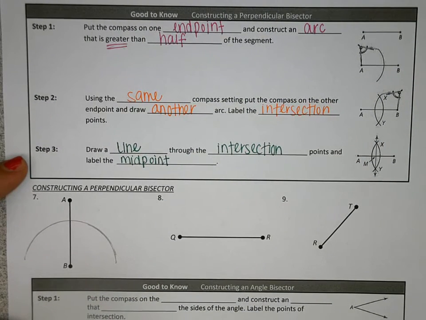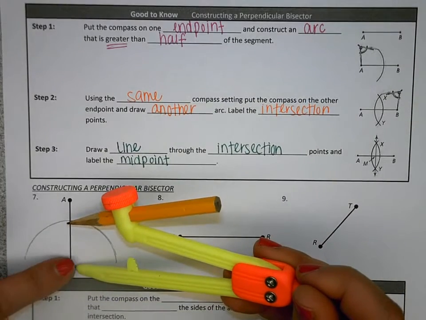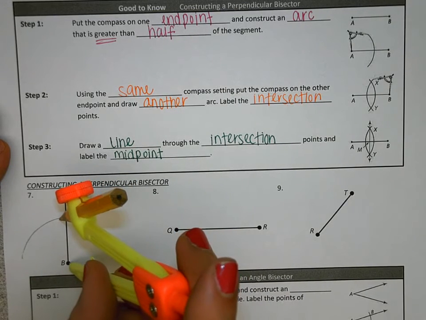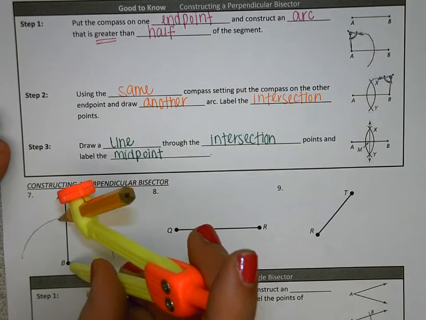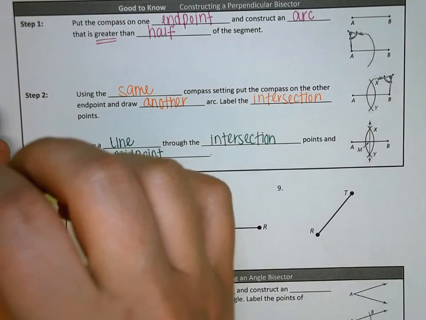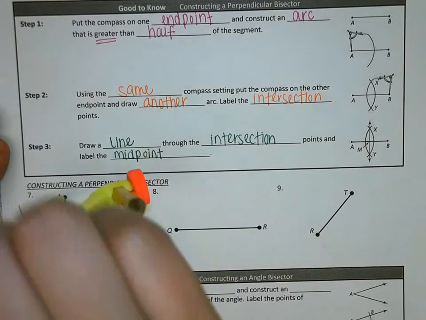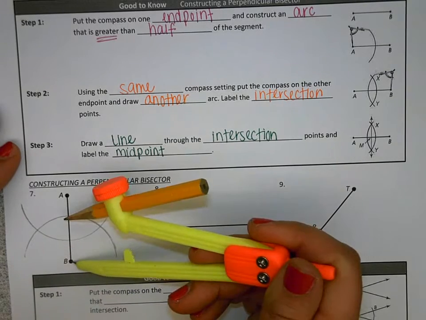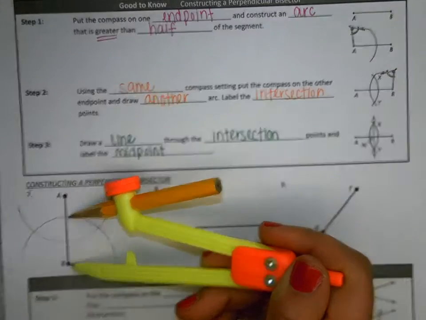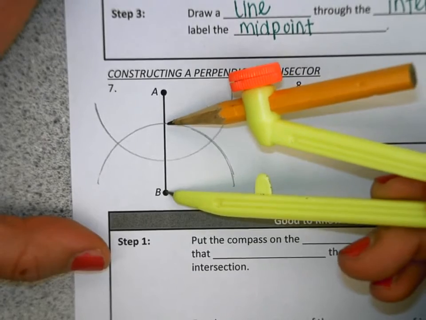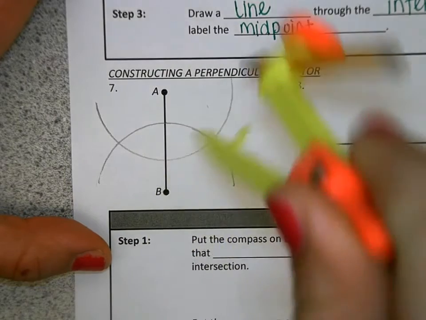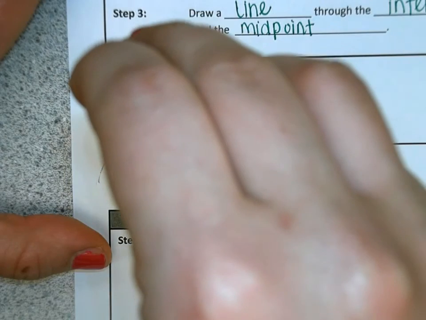Okay. So using one of the endpoints, open your compass bigger than half, draw a semicircle, and then do not change your compass setting and just flip it over and do the same thing. Using one endpoint, open your compass so that it's greater than half. Draw an arc. And then just flip it around. Don't change the compass setting and draw a second arc using the other endpoint.